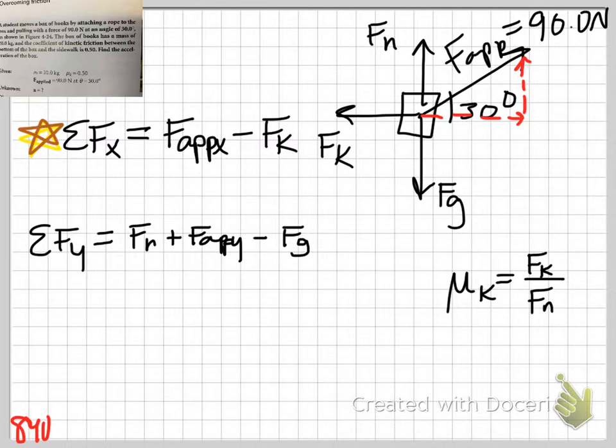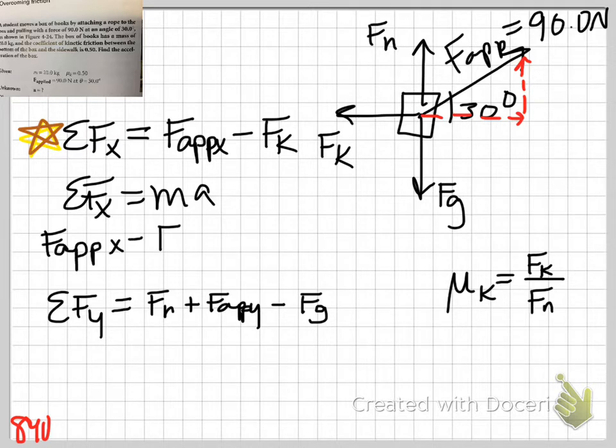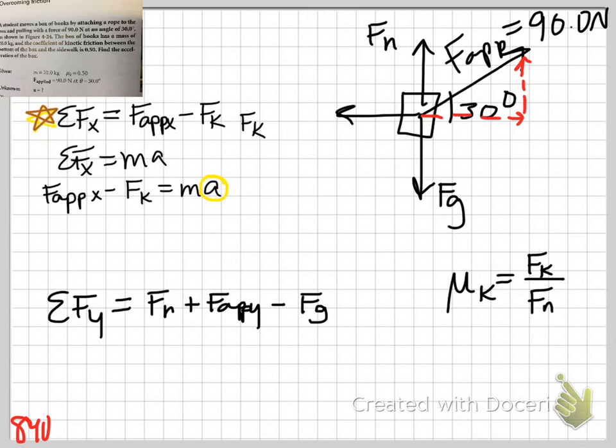Now, let's add one more thing here. Sum of forces on the x is also equal to mass times acceleration. So therefore, F applied x minus Fk equals ma, and the a is what I'm going for. That's what I need to find. So, you know, easy peasy. I just need to find force applied x and Fk. How hard could that be?